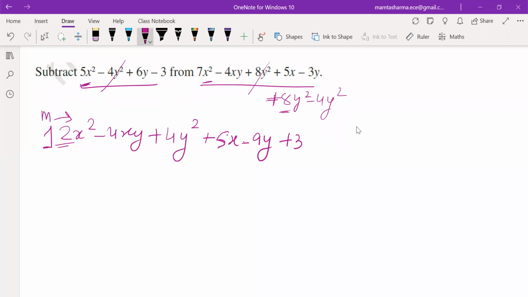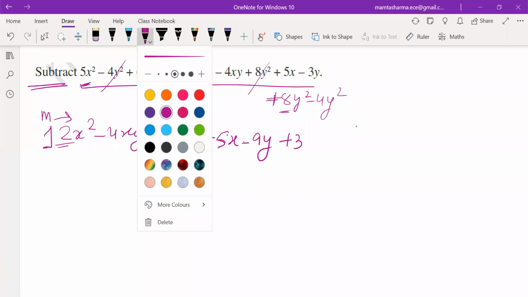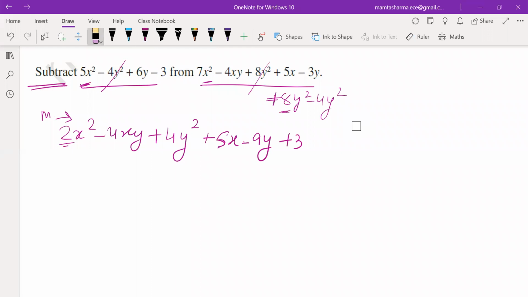Harshita, you are wrong. You forgot to change the sign. You don't have to add, you have to subtract. Manideep is correct. Okay, the symbol will change, right? I forgot to change the sign, ma'am. You are doing everything wrong and you are saying Manideep is wrong.